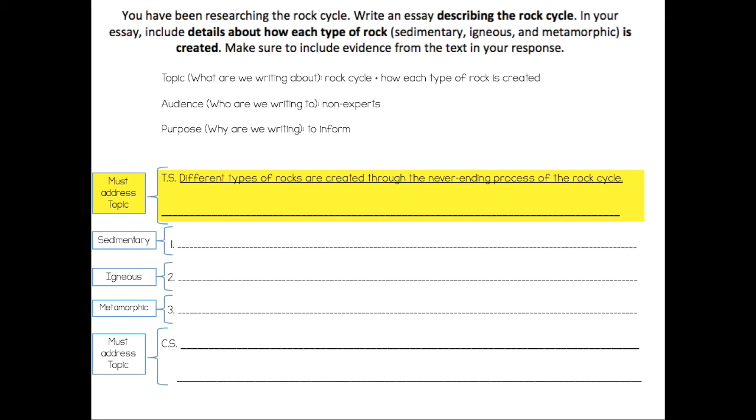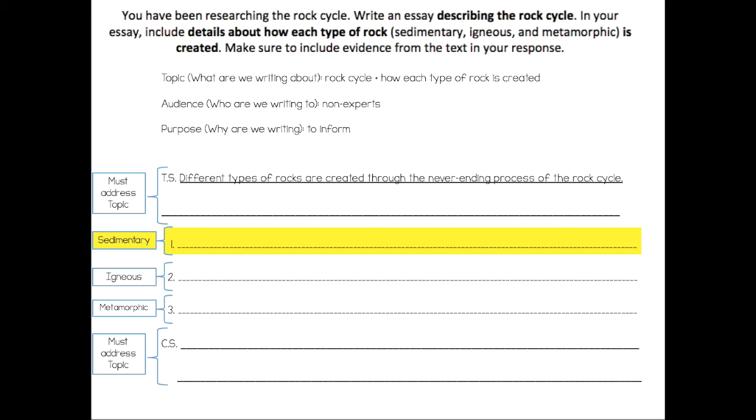Let's double check before we move forward that I'm addressing my topic in my TS. My topic is the rock cycle and how each type of rock is created. Different types of rocks are created, I'm using this keyword for my topic, through the never-ending process of the rock cycle, bringing in another key point from my topic. So, this TS addresses our topic. This is a great opportunity for you as a writer to get creative with different writing strategies that you know and you've used before, but you also need to make sure that your topic sentence is addressing your topic.